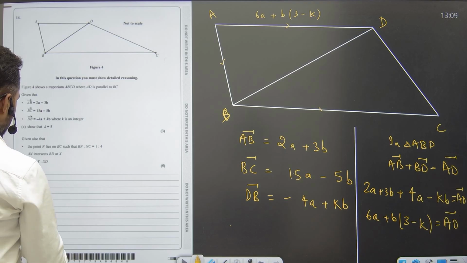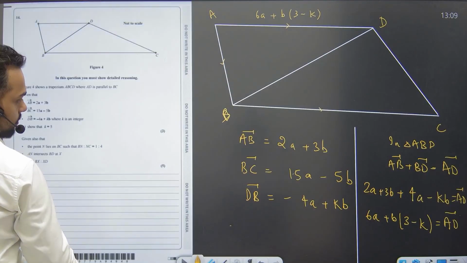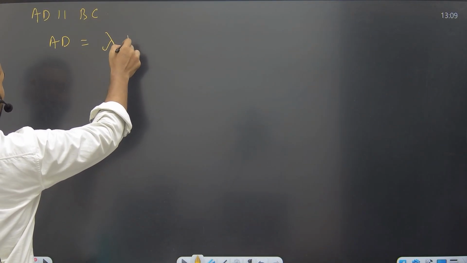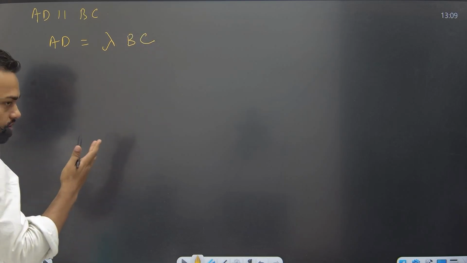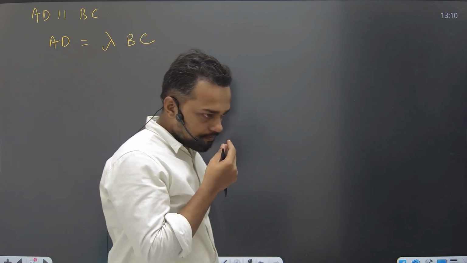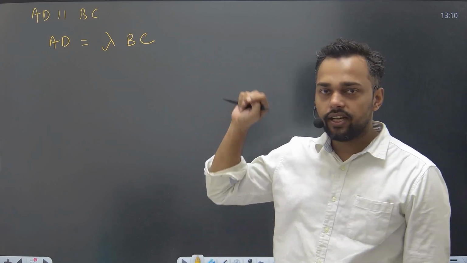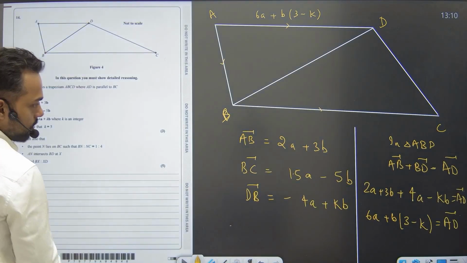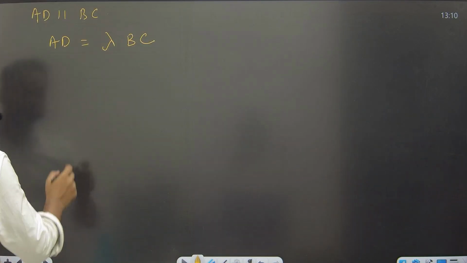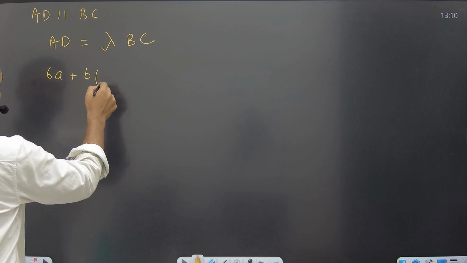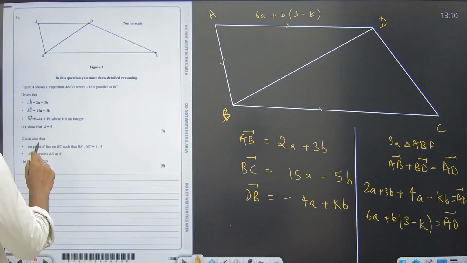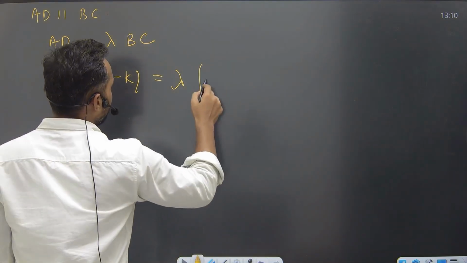BC is 15a minus 5b and AD is... so we can say from here that AD must be equal to some, let's say, lambda times BC, because the direction will be the same, the direction vector of both the vectors will be the same. So AD will be equal to lambda times BC. AD was 6a plus b(3 minus k), equals lambda times BC, and BC they have given in the question as 15a minus 5b.